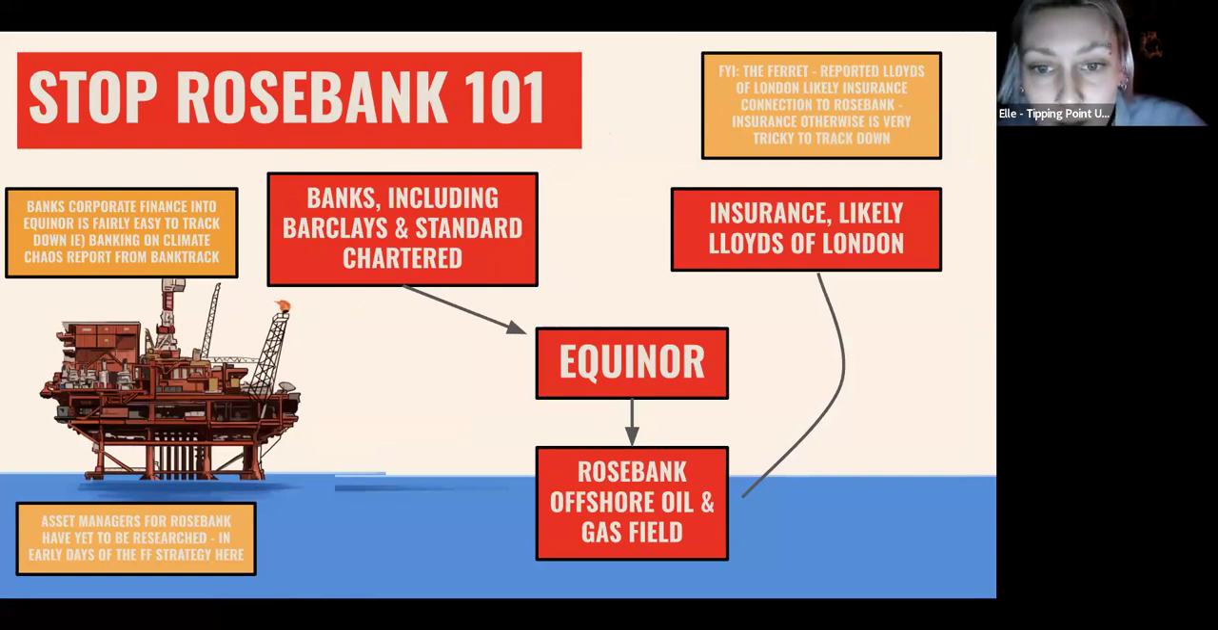There are two energy companies that own Rosebank, Equinor and Ithaca. And similar to my silly diagram with the silly lines previous, we're trying to avoid speaking to Equinor and Ithaca directly because we know it's not going to work. And instead, we're trying to focus on the insurance, which is likely to come from Lloyd's of London again, and the banks that include Barclays and Standard Chartered. I will probably do another deep dive specifically into the fossil finance strategy behind these two projects in the future, but just to very quickly touch base there.